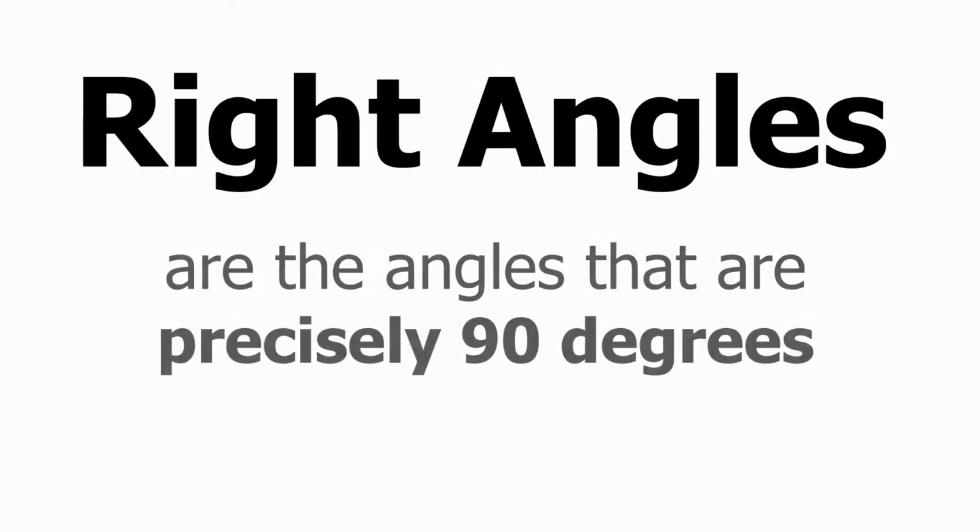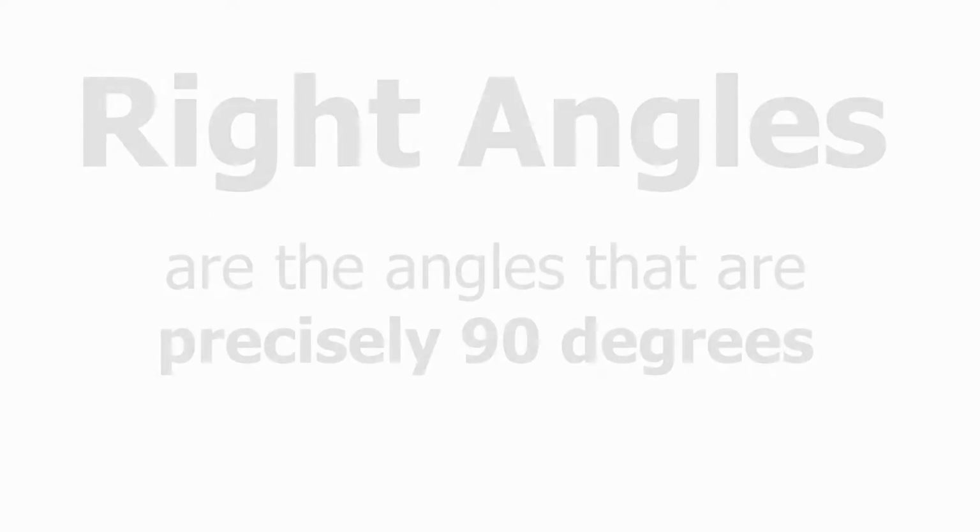Let's look at the right angle now. Right angles are the angles that are precisely 90 degrees. No gaps. It's not more, it's not less. It's a closed gate. Precisely 90 degrees. Examples, we have this one. It is turned upside down, but is still a right angle.